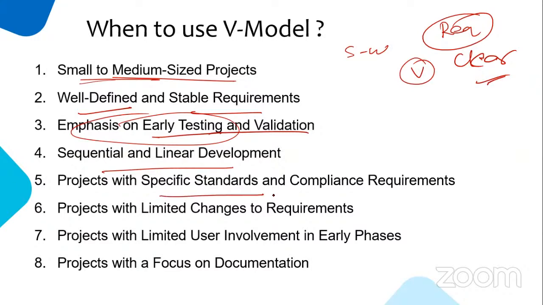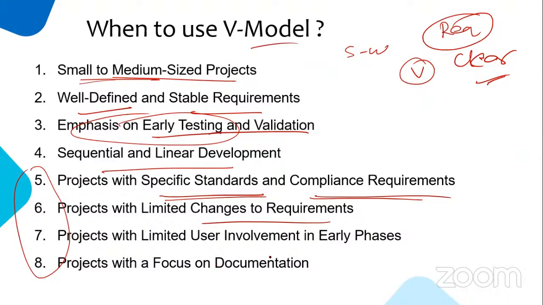Projects with specific standards, compliance. Compliance means, if you consider most of the US projects, some rules and regulations, process, documentations, approvals. The coding is going to be easier, testing going to be easier, but getting approval for the different stages is what comes here. Specific standard compliance requirement, limited changes to the requirements, very little scope. If that's the case, then I'll go for the V model. And user involvement is also very less. Then for me, documentation is important. Then they will go for the V model.